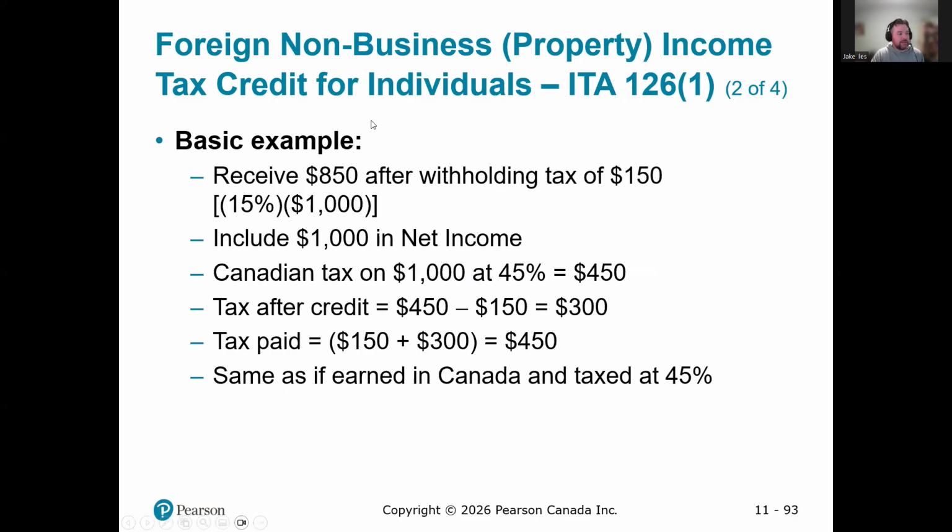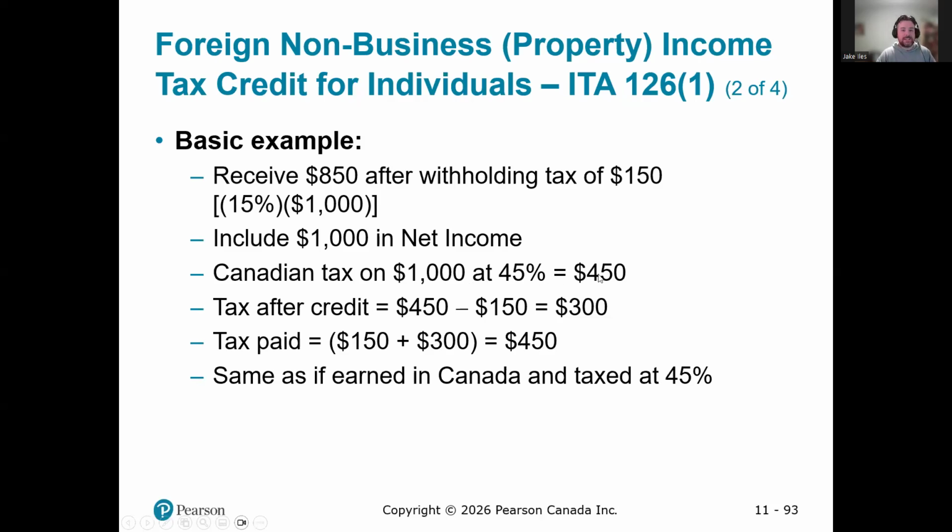So in the basic example, we receive $850 after withholding tax of 150. That means that the income was 1,000 total. We include the $1,000 in net income. The Canadian tax on $1,000 would have been $450, so 1,000 at 45%. The tax after the credit: they withheld $150 and that is 15%.